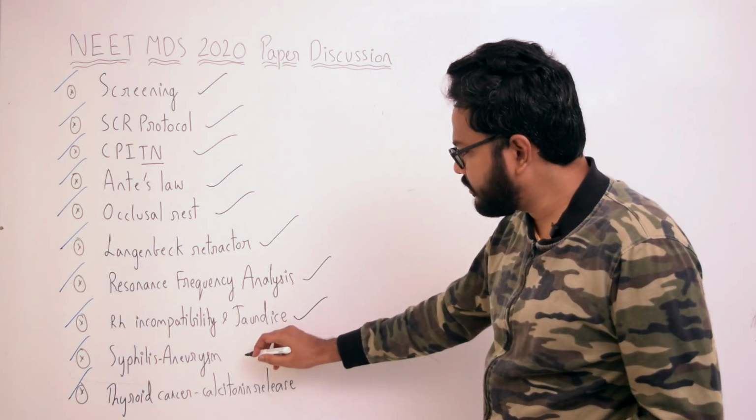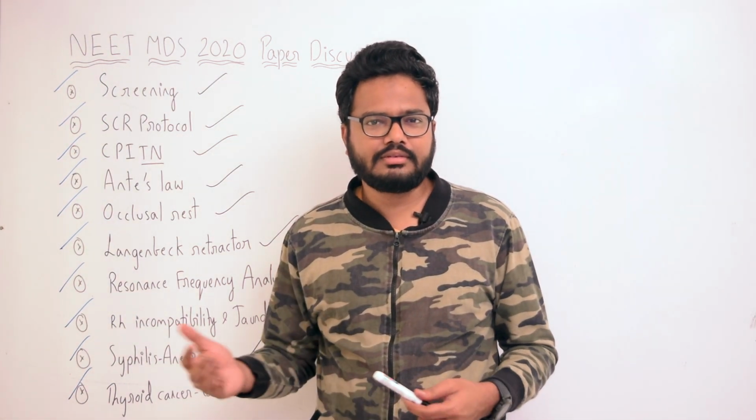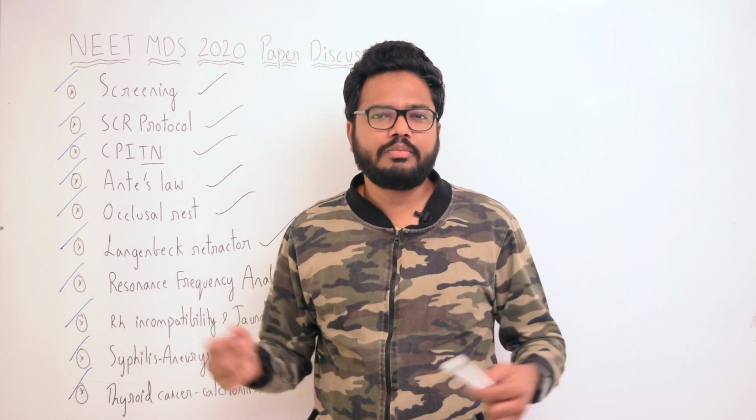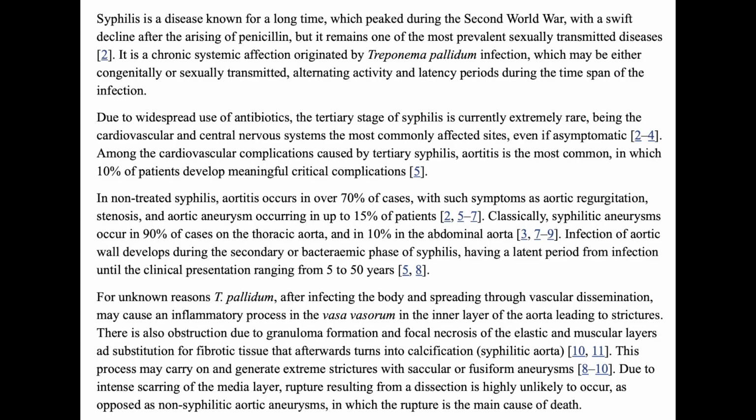Now moving on to the next topic, syphilis. Which stage of syphilis is associated with systemic complications like aortic aneurysms? It is tertiary syphilis. So let's review some literature pertaining to the same. Syphilis is an infection which has been known for a very long time and is caused by Treponema pallidum. It can be transmitted either sexually or even congenitally.